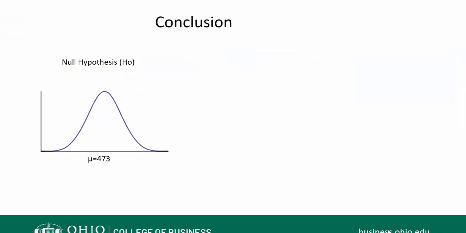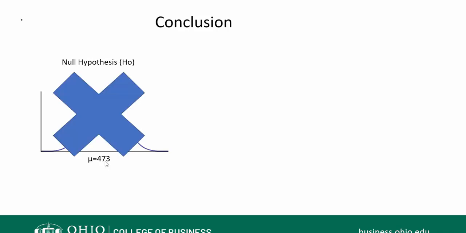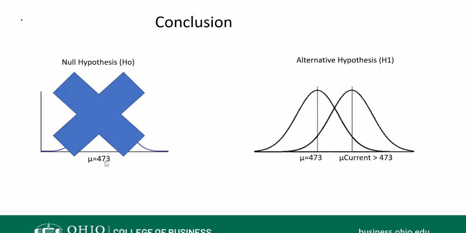So in conclusion, we tested the null hypothesis that the current mean fill has a population mean of 473, which is the same as the advertised fill. We observed a sample mean that fell all the way out on the tail. There was less than a 1% chance that we would observe that sample mean if the population mean was really 473. Thus, we are rejecting the idea that the population mean is 473, and we're concluding that it's greater than 473.